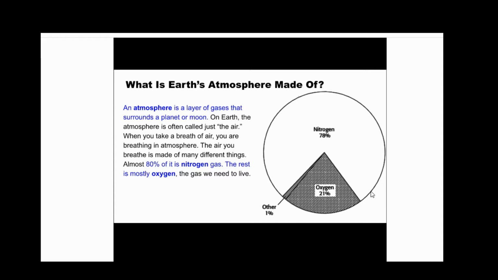So for our atmosphere, we just call it air. It's the air that we breathe, okay? It's made up of mostly nitrogen and oxygen. There are a few other bits and pieces of things that are found in the atmosphere as well, but it is mostly nitrogen and oxygen. So you can see that it's just under 80%. It's 78% nitrogen, 21% oxygen, and then there's 1% of other stuff. And we'll talk about that other stuff in a minute.